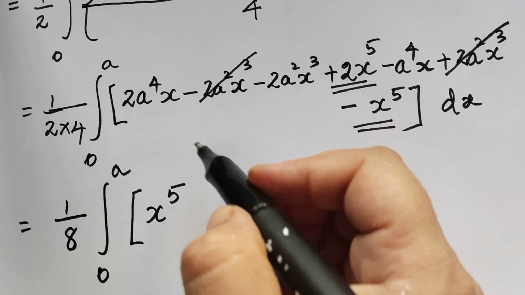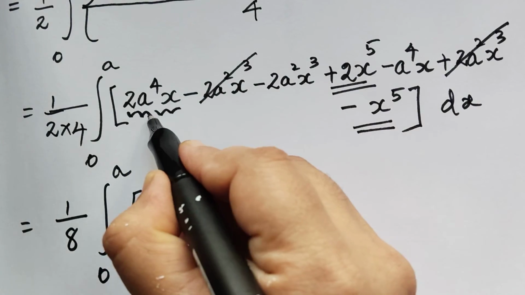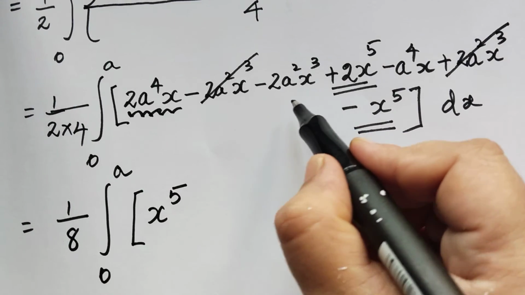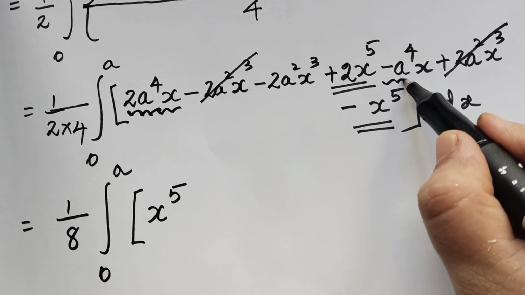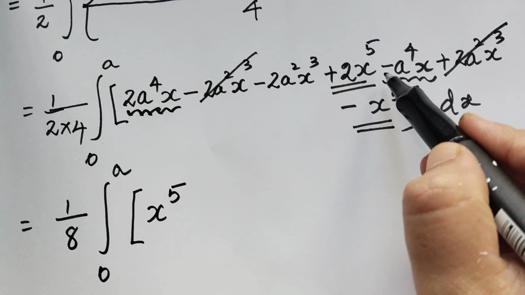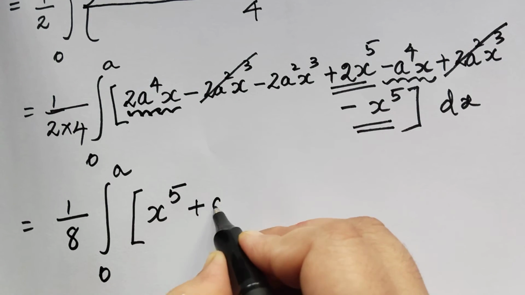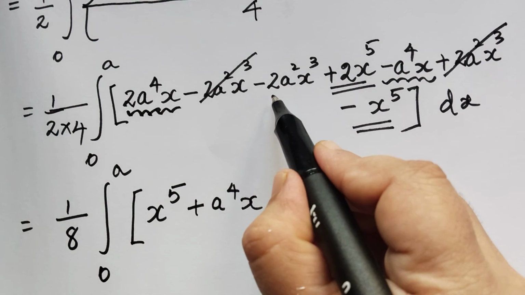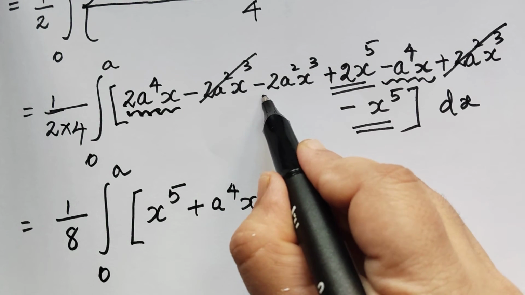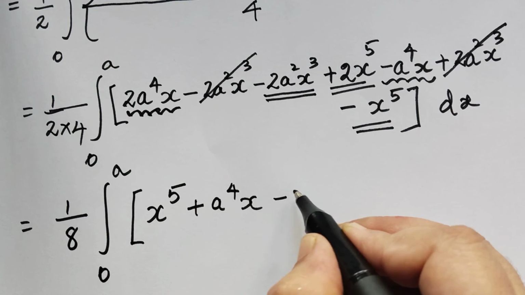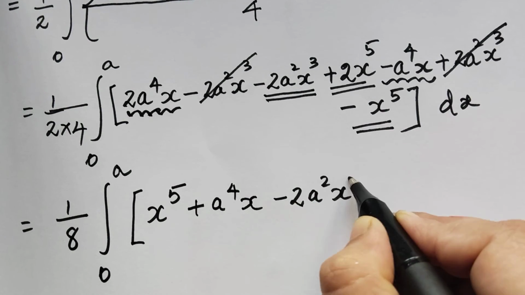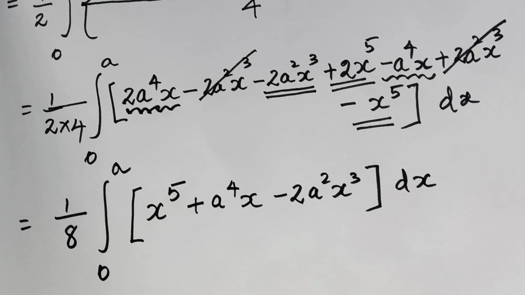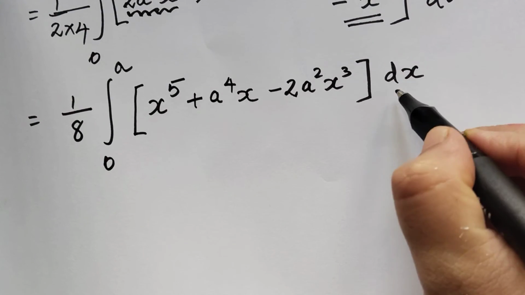Also we can see that 2a power 4 x we have, and also here we have minus a power 4 x. So 2 minus 1, which will be plus a power 4 x. We can write it as it is. And we also see that we are left with this term, minus 2a square x cube. Close the bracket, dx.